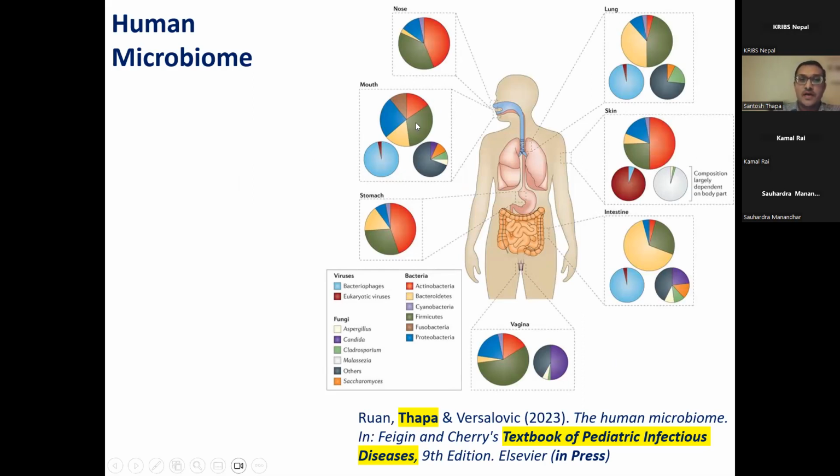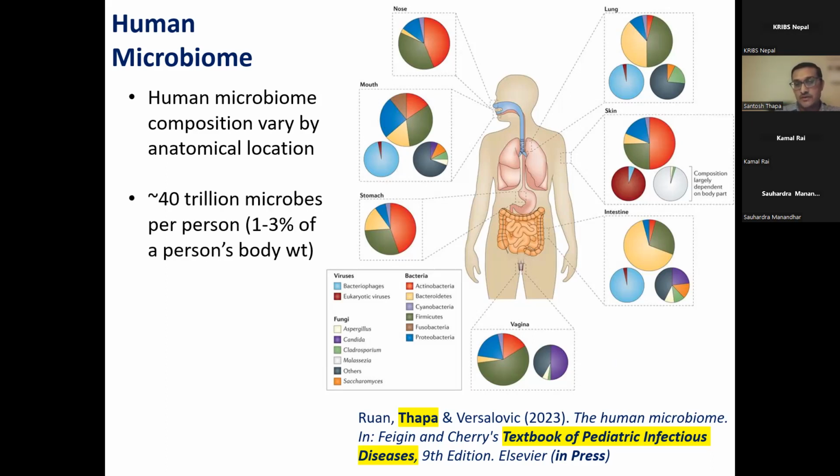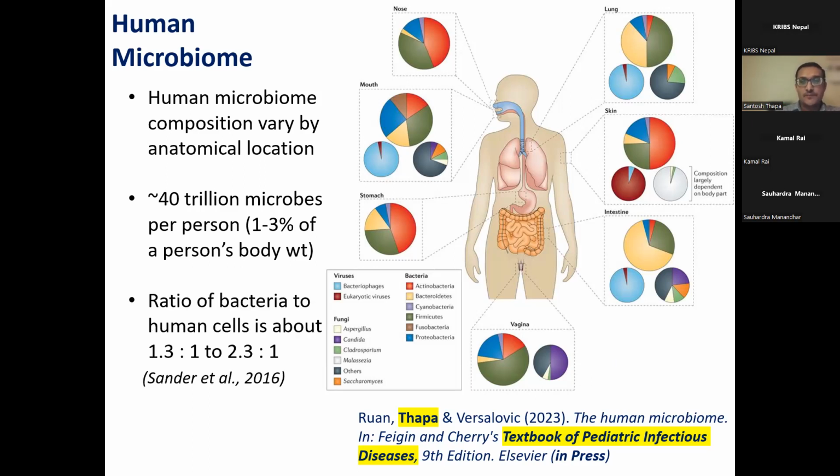larger pie charts shown here for different anatomical sites are for bacteria, the smallest, the green one, is the fungi, and the light blue one is the viruses, basically bacteriophages, if you will. Looking at the different anatomical sites, the composition of the microbiome varies based on anatomical location. Across the human body, there are estimated to be around 40 trillion microbes per person, equivalent to 1 to 3% of a person's body weight. And if you convert to numbers, a much more recent estimate of the ratio of bacteria to human cells is about 1.3 to 1 to 2.3 to 1, according to Sender et al. in a 2016 study.